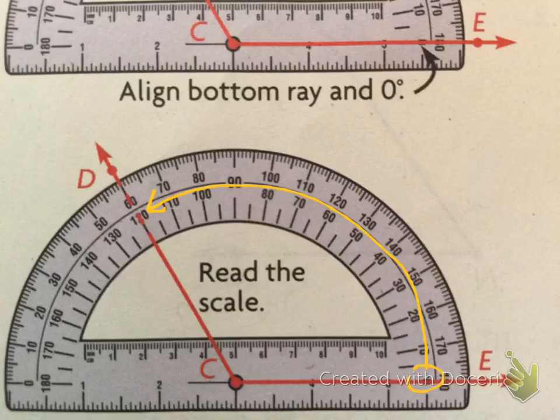So the angle DCE equals 120 degrees. It is an obtuse angle. Good job, boys and girls.